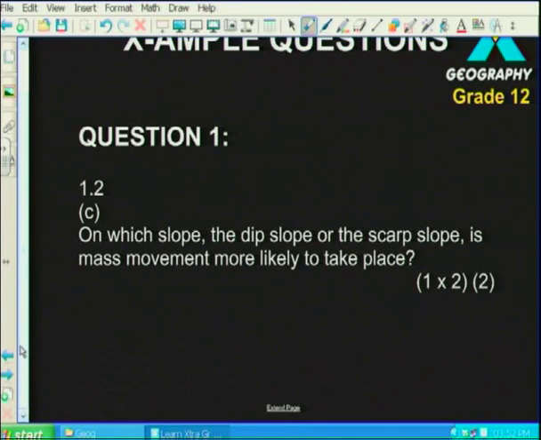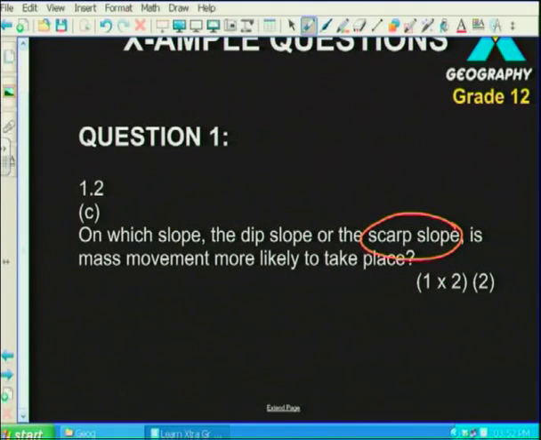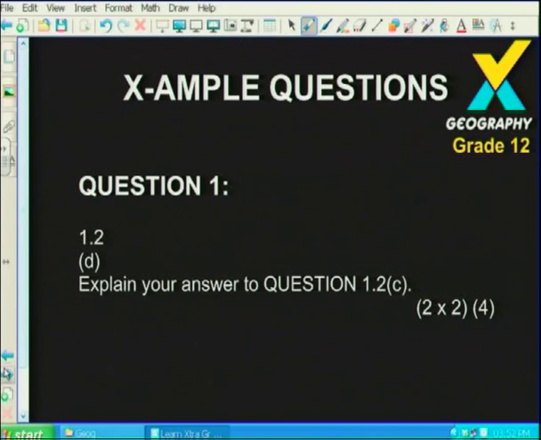Okay, our next part of the question then says, on which slope specifically, either the dip slope or the scarp slope, is mass movement more likely to take place? We've explained this earlier, that our dip slope is our gentle slope and our scarp slope is our steep slope. So it becomes very obvious there in grade 12 that our mass movement will take place on the much steeper slope. Our next question: explain your answer. So they want to know, why does the mass movement happen on the much steeper slope, or on the scarp slope? As a reason behind this, you could say the scarp slope of the two is the most steep of the two, therefore mass movement happens quicker on that slope.